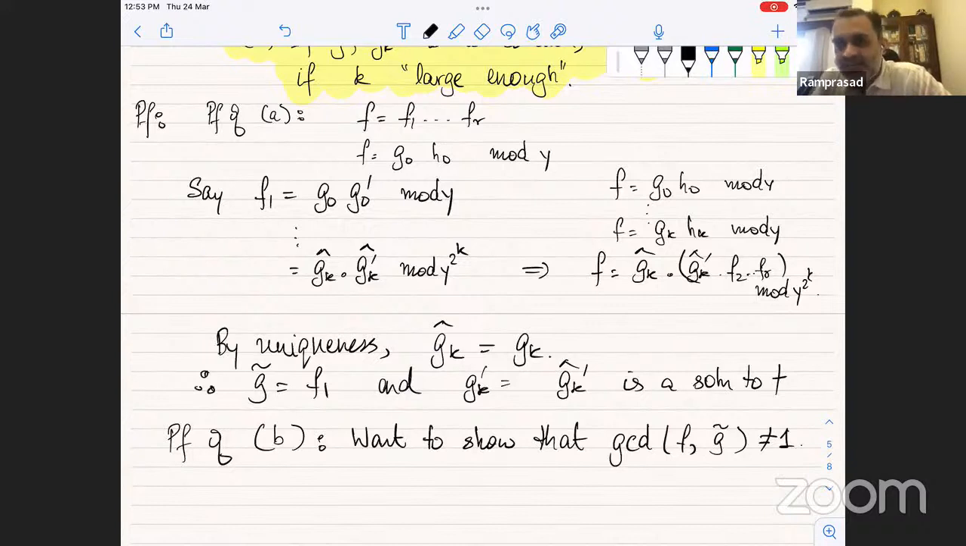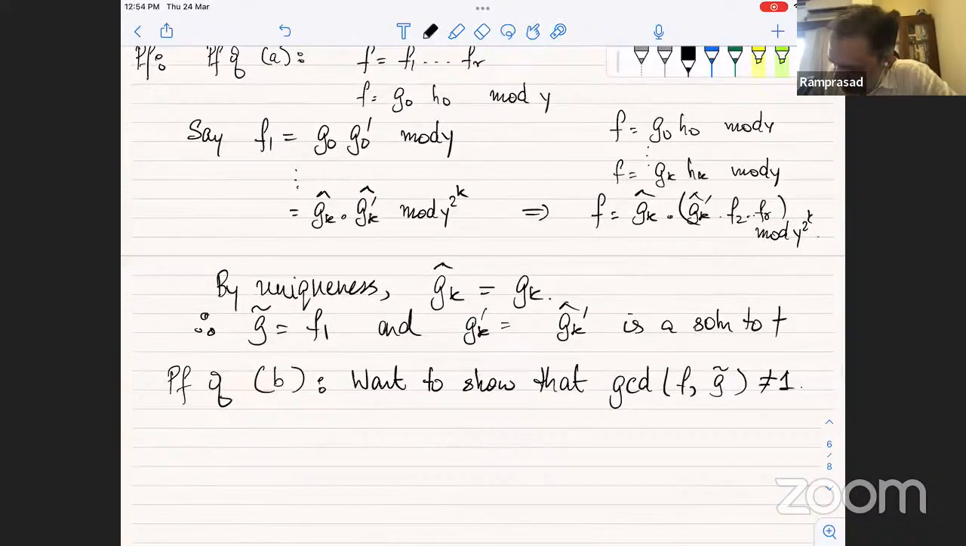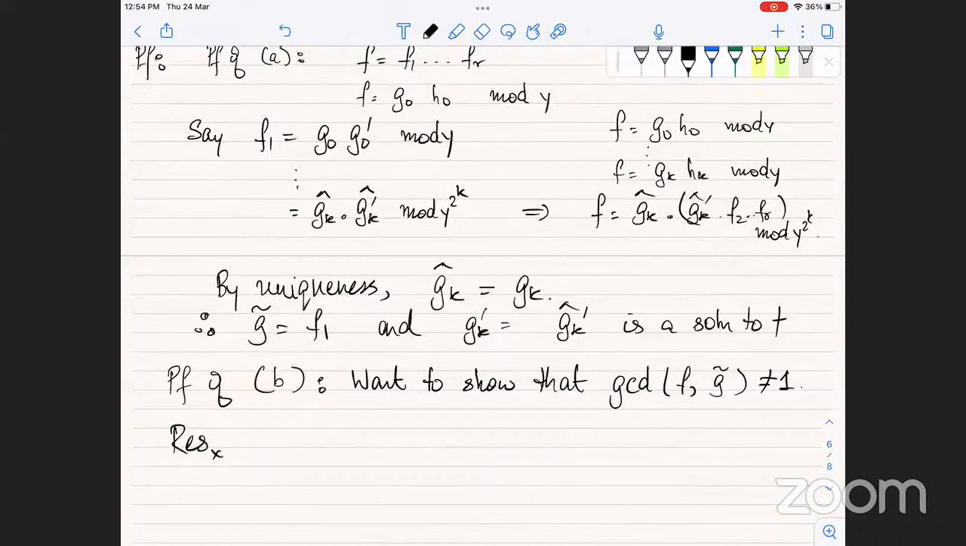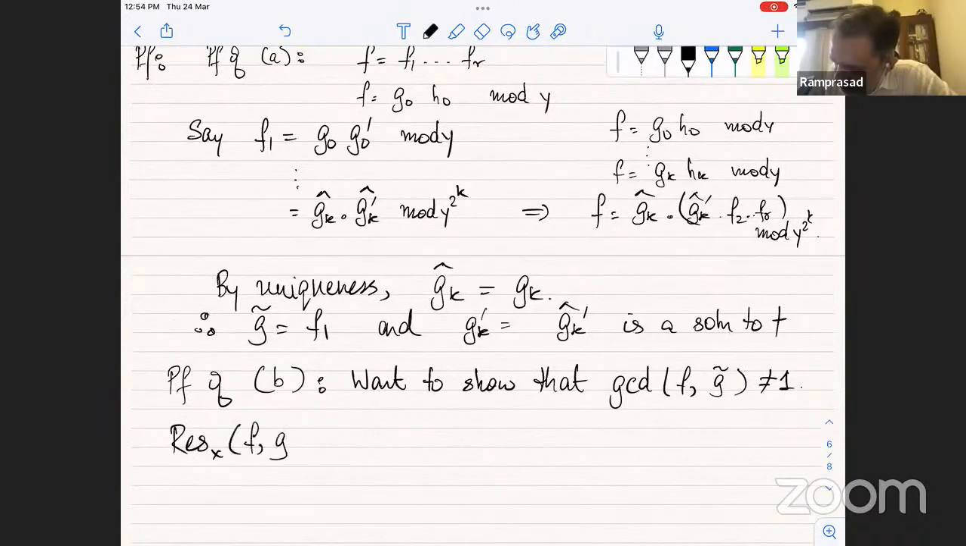I mean, hopefully at this point, the resultant is screaming at you. So the most natural thing to do is let's just look at the resultant of F and G tilde and see what it tells us. We are somehow trying to argue that the resultant of F and G tilde is actually 0, because that's equivalent to saying that the GCD is not 1. Okay, so let's look at the resultant of F and G tilde. So the resultant with respect to X of F and G tilde.